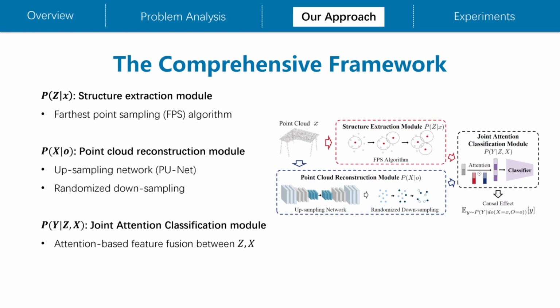Technically, CausalPC comprises 3 submodules to realize this causal inference process. The structure extraction module uses farthest point sampling to capture the key structural information of the point cloud. The point cloud reconstruction module employs an upsampling network to recover the details of the original object from the observed point cloud. Finally, the joint attention classification module fuses the structural and reconstructed information to make robust predictions by explicitly modeling the causal relationship between the point cloud and the classification label.